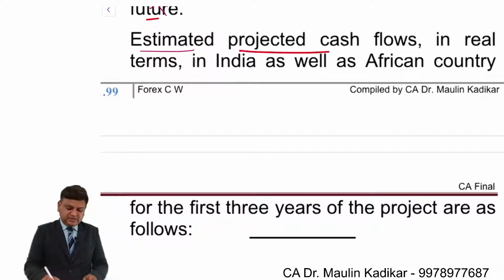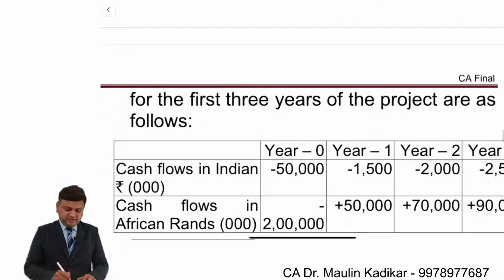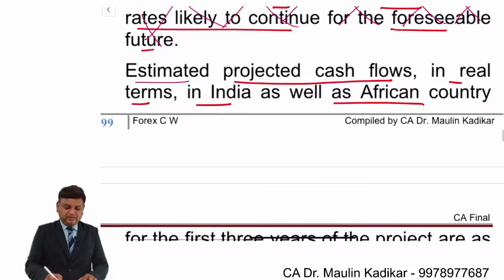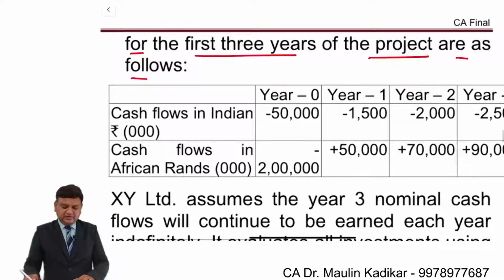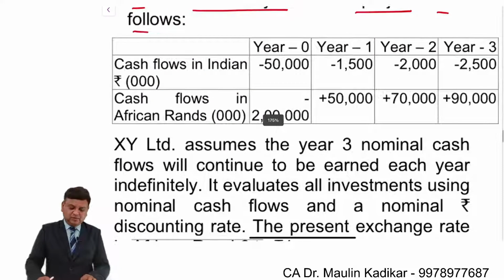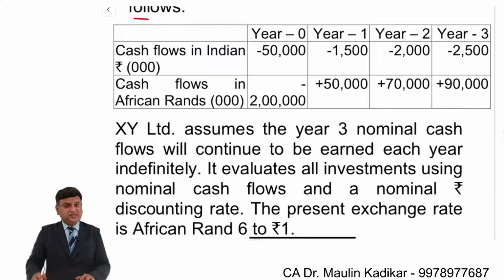Estimated projected cash flows in the real terms in India as well as in the African country for the first 3 years of the project are as follows. So importantly, friends, over here the cash flows are provided in the real term, means without adjusting the inflation they have provided the cash flows. We have studied the real term and the nominal term. Nominal term means inflation adjusted, and the real term means inflation is not adjusted. Year 0 is always in the real term.